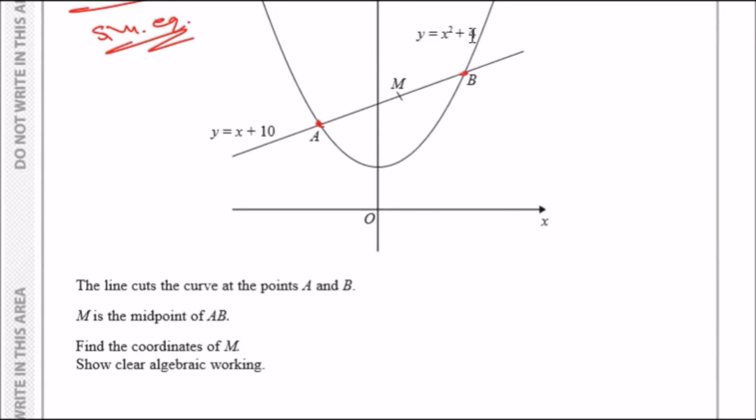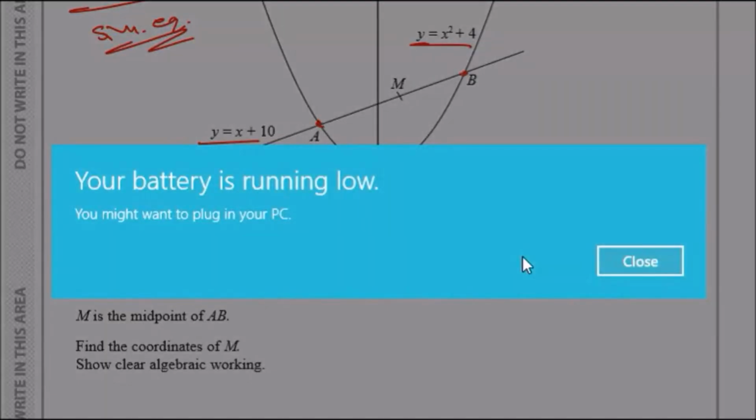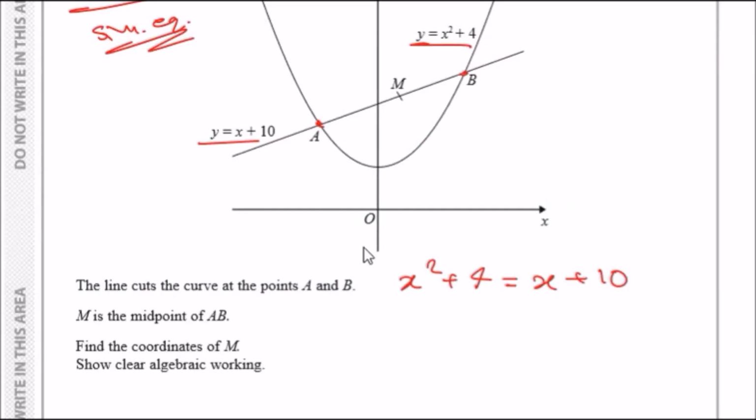Let's intersect these two equations. Because they're both thankfully written in terms of y, in terms of x, you can just equate them. y equals this, y equals that, which means they equal each other. We're going to have x squared plus 4 equals x plus 10. Rewriting as a quadratic, you can move it to the left.